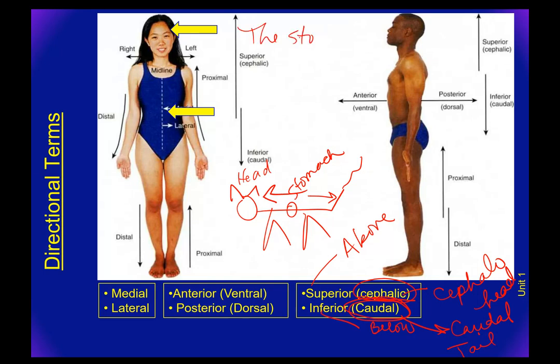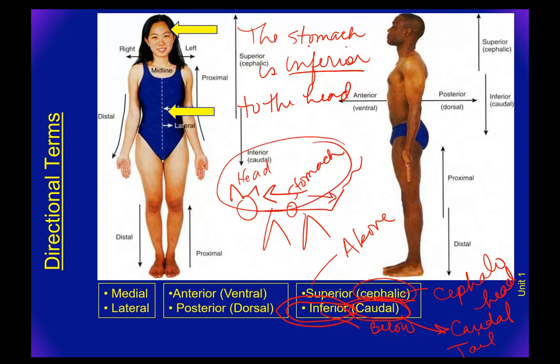Now, the stomach is blank to the head. Is it above it or below it? If you say below, then this is the term that you use. You use inferior. So the stomach is inferior to the head.